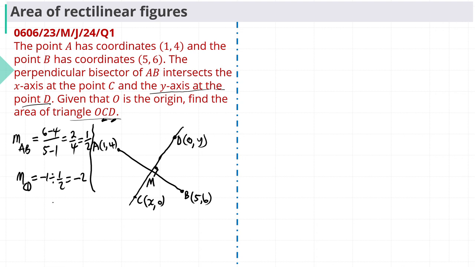Now we also need a point on the perpendicular bisector to get the equation. So we find the midpoint of line AB. We add the endpoints, the x coordinates 1 plus 5 divided by 2, and 4 plus 6 divided by 2, and that gives the midpoint to be (3, 5).